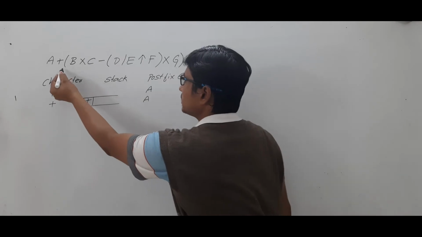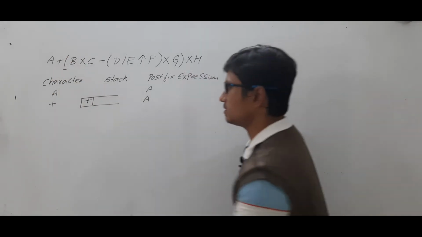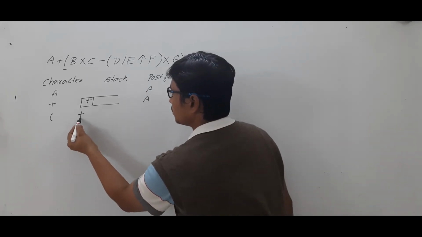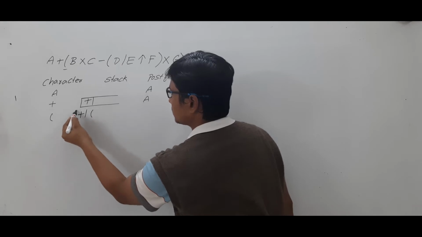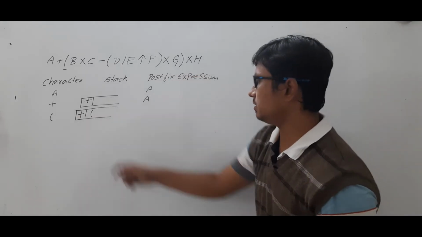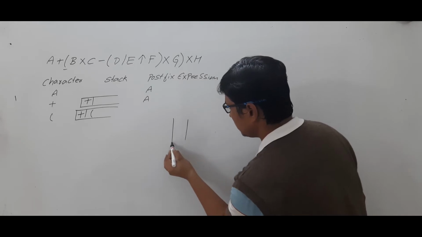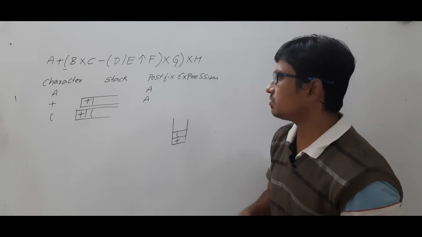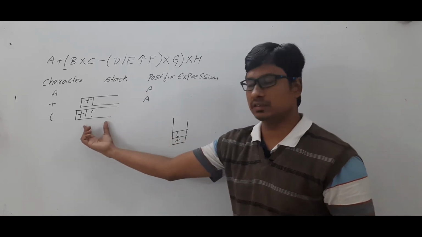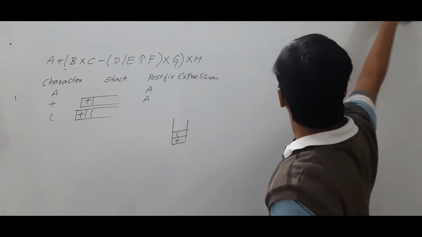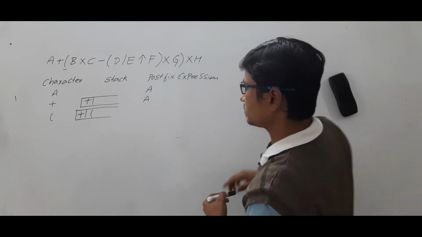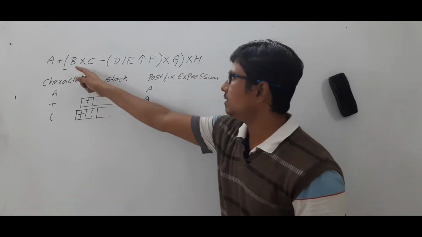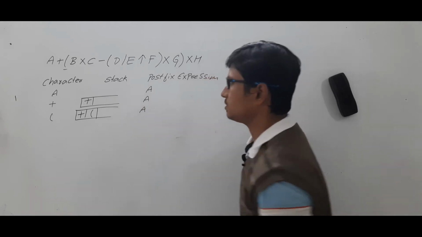Now after the addition, I am scanning the open parenthesis. If it is an open parenthesis, we need to push it into the stack. So if I push it, I will get it like this. See, I am writing the stack like this. Otherwise, I have the addition, then I have the open parenthesis. Because of the space constraint, I am writing like this. But while you are writing, please write it vertically to avoid confusion. Now, still the postfix expression consists of A.